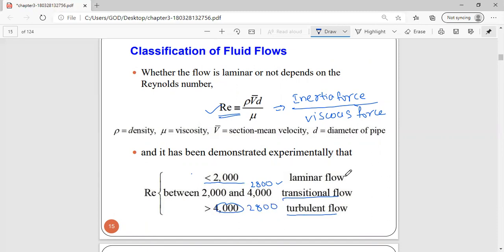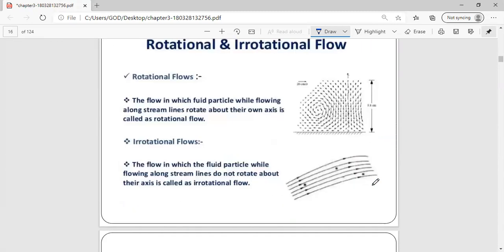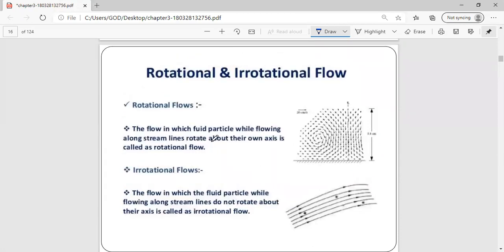Once again, I'll repeat. Coming to laminar flow, if your fluid flows are parallel to each other, then we call it laminar flow. Transition flow is the phase changing from laminar to turbulent. Turbulent is simply a zigzag flow where your fluid particles are not parallel to each other. Okay. Now, one more fluid flow we have, that is rotational and irrotational flow.